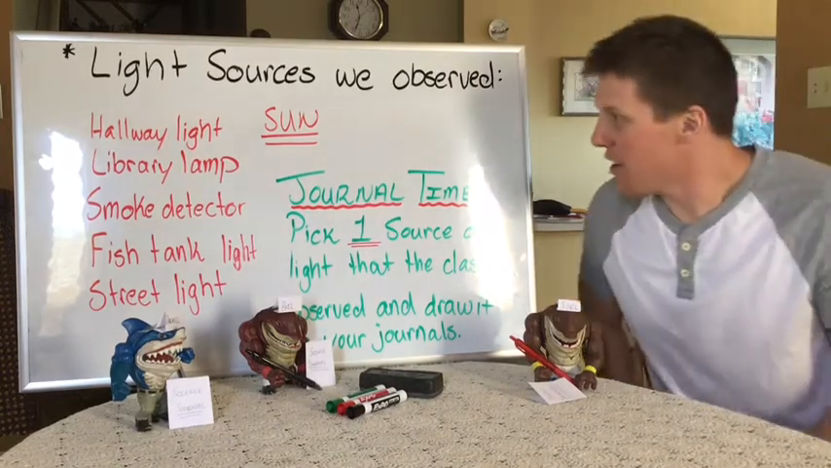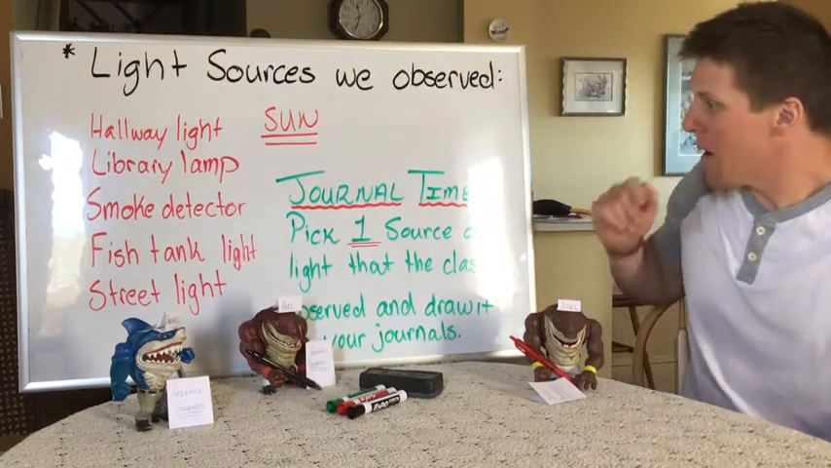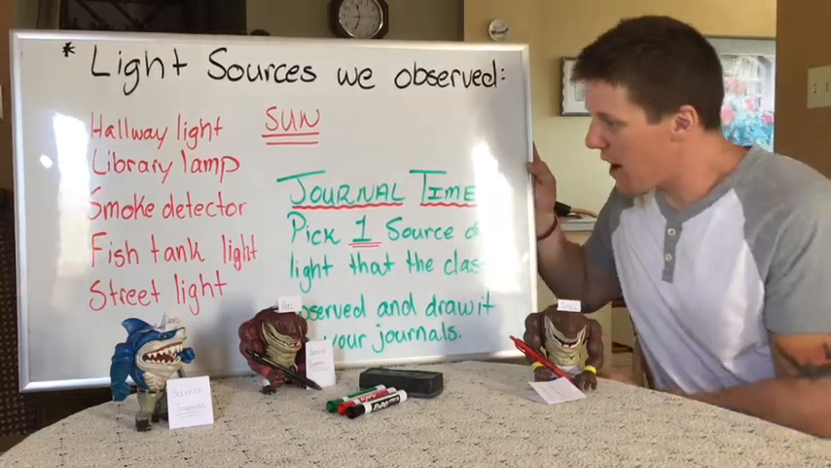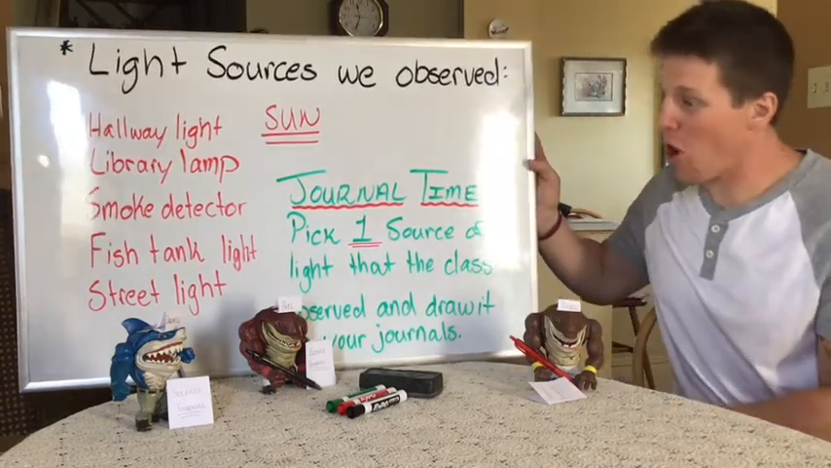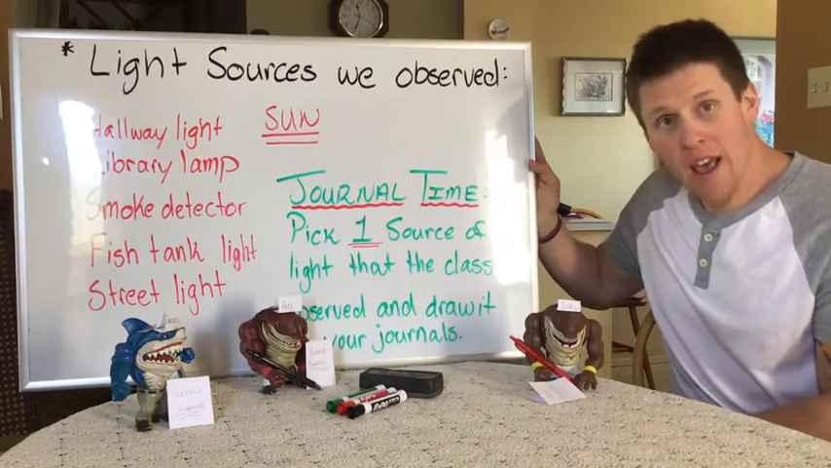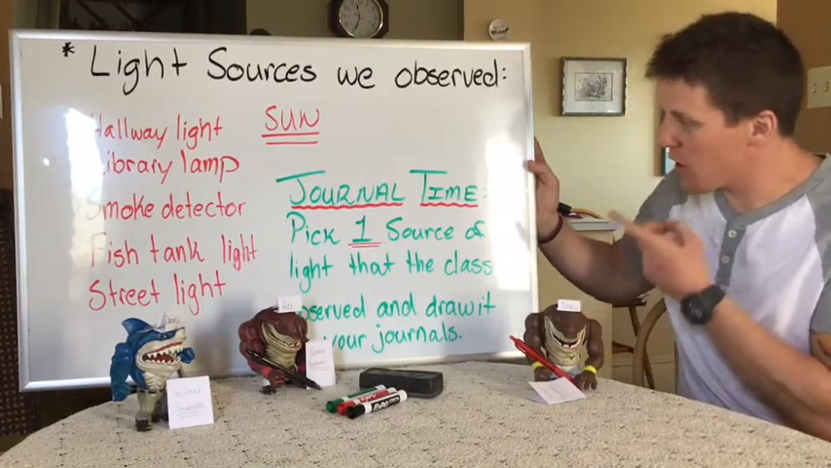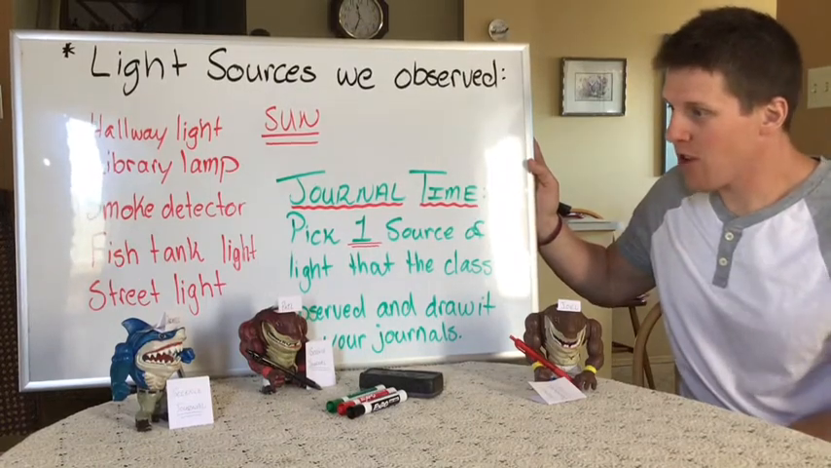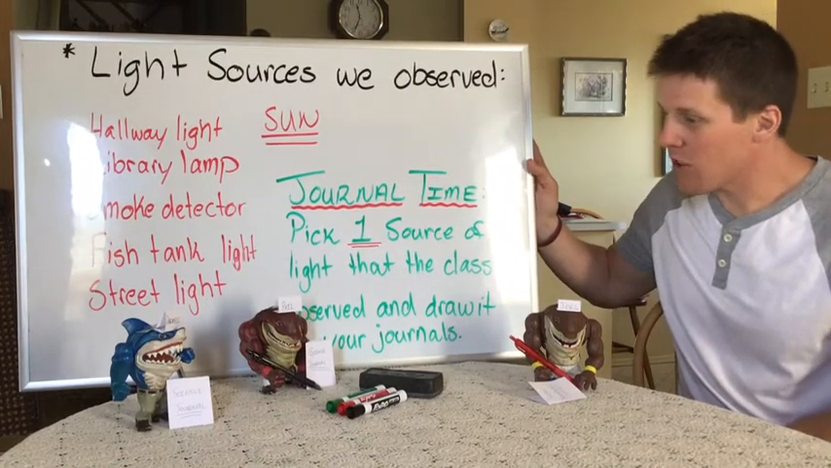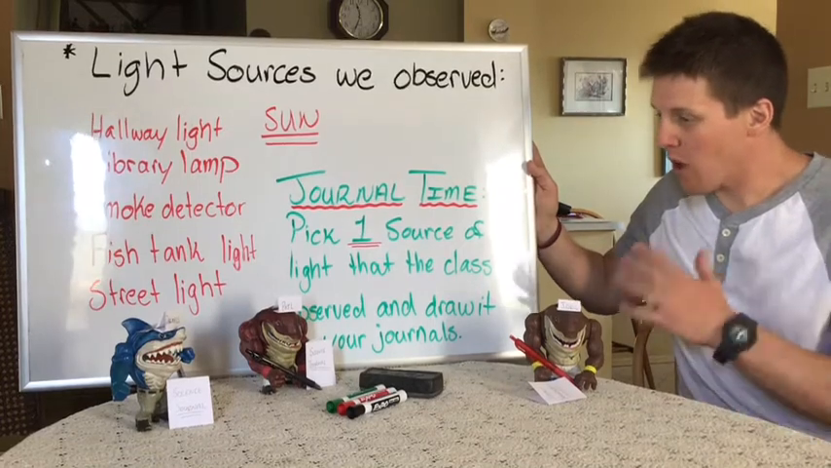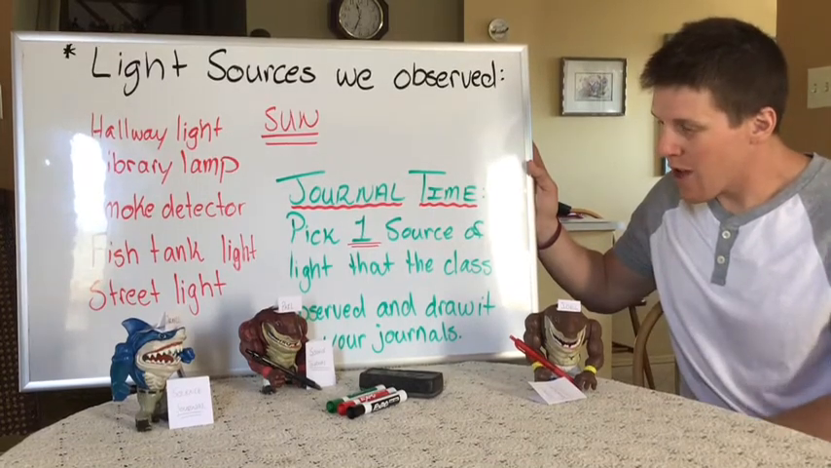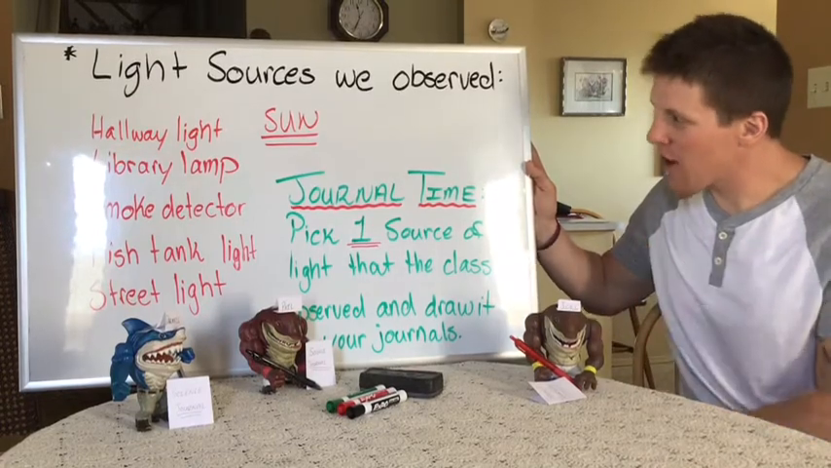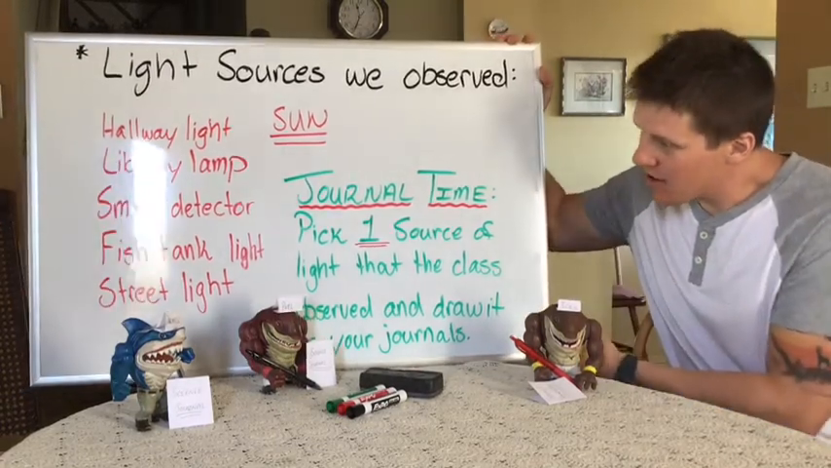All right. So, journal time, class. We're going to pick one of the light sources that we identified as a class on our trips into the hallway and outside, and we are going to draw them in our science journals. So, like I said previously, get comfy. You guys have about 10 to 15 minutes. Get a drawing done and then hand it in to the teacher.